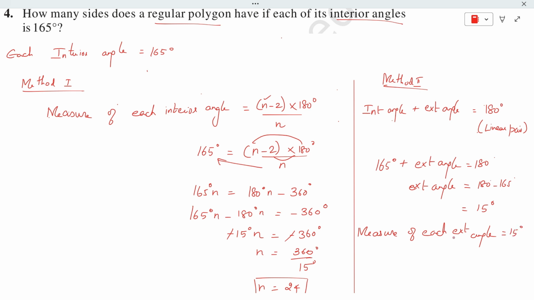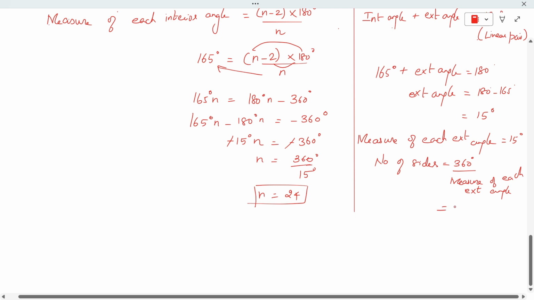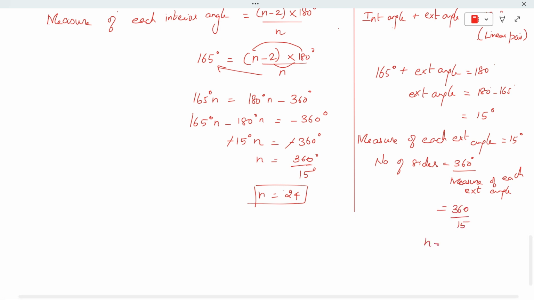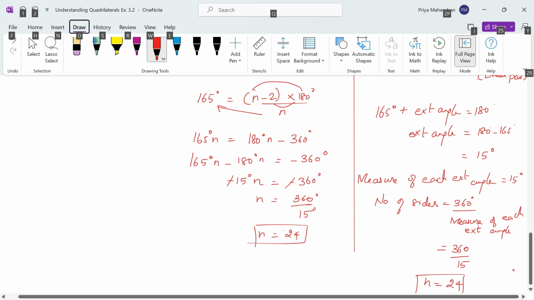So measure of each exterior angle, I got it as 15 degree. Now in order to find the number of sides, I have the formula which we have seen in the previous sum, 360 degree divided by measure of each exterior angle. Exterior I am just mentioning as EXT. Got it? So now I am going to substitute 360 by 15. If I cancel it, again I am going to get n is equal to 24. Whichever method you feel easy, you can follow the same. Let's move on to the next sum.